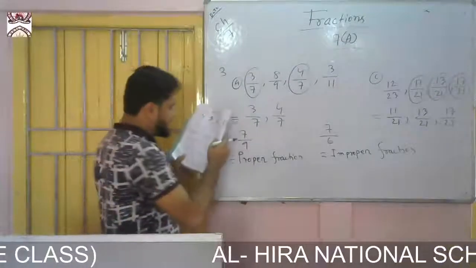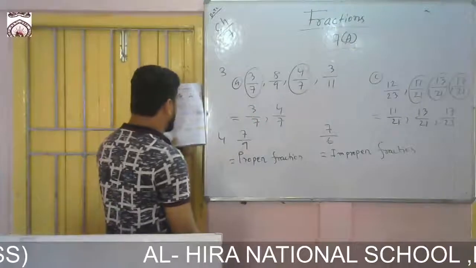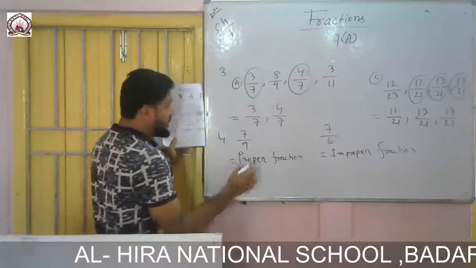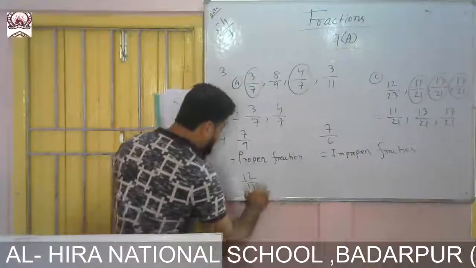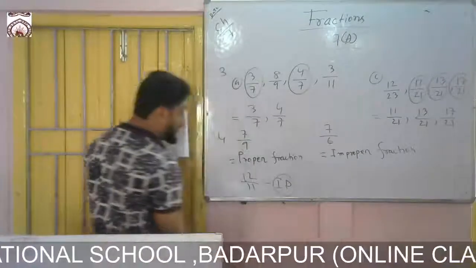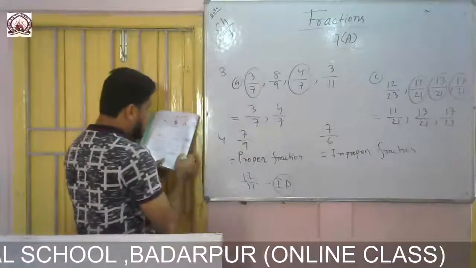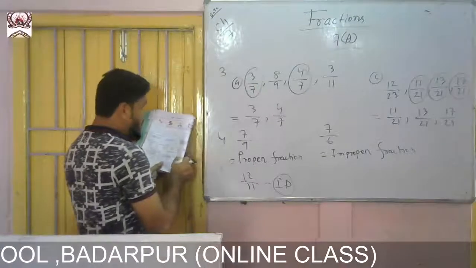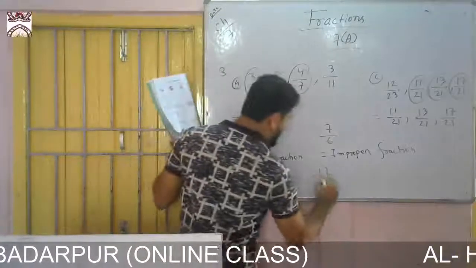Now come to 7 by 7. It is also an improper fraction. 12 by 11, this is also the same. You see 12 by 11, so this will also be improper. Okay. You write, and 12 by 21, 12 by 21.